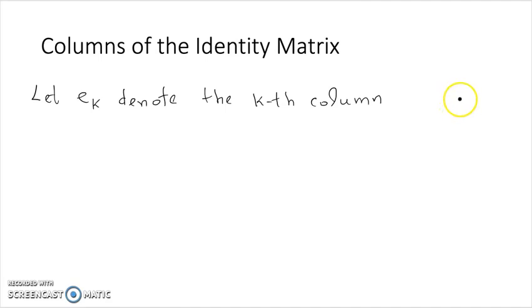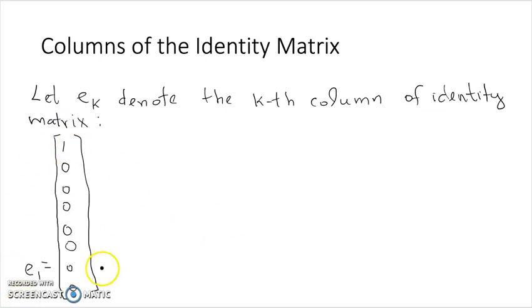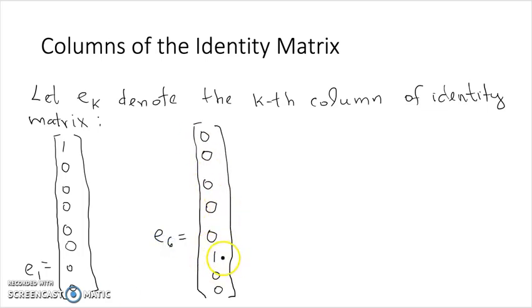So E sub k denotes the kth column of the identity matrix, specifically with the highlights I have in the previous case. E sub 1 has 1 in the first entry and zeros everywhere else. E sub 6 has a 1 in position 6 and zeros everywhere else. And E sub 8 has a 1 in the last position and zeros in all the other locations.